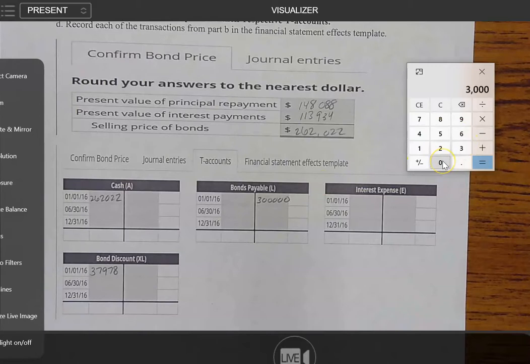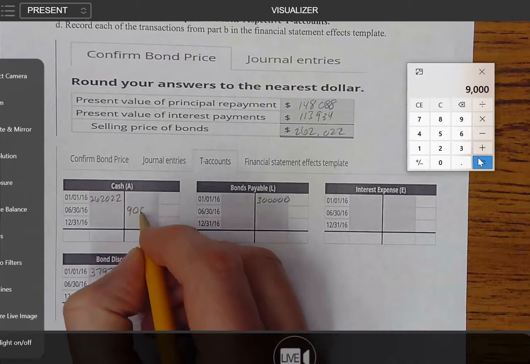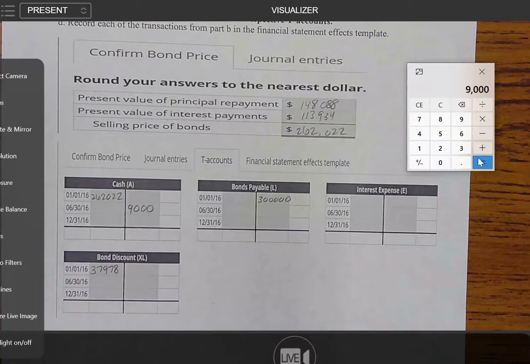So 300,000 times 0.03 is 9,000. But this is a payment. This is cash going out. So we're going to enter this over here on the right side because assets go down with a credit, or on the right. What do we do to the bond payable? Absolutely nothing. The bond payable amount must stay at $300,000 until such time that we pay it off.